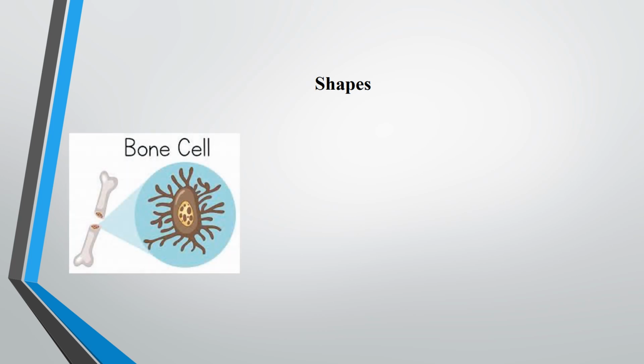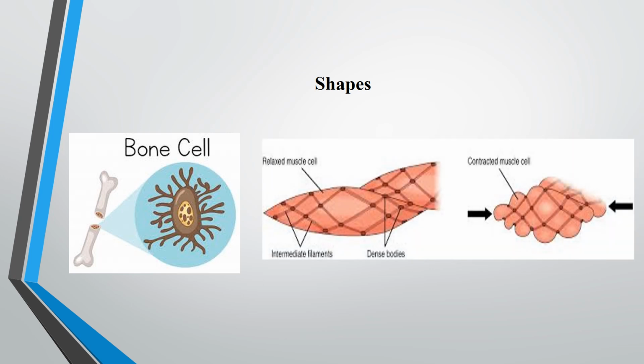Here you can see the shape of a bone cell, which is a round, branched structure. It gives strength and form to a body. Whereas the muscle cells give mobility and elasticity to a body. The elongated muscle cell here shows the relaxation, and the twisted one shows the contraction of the muscles.